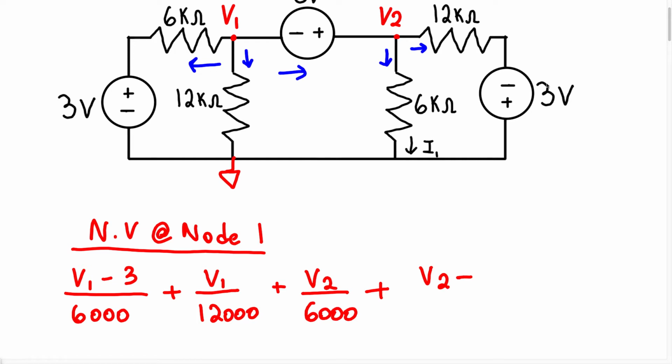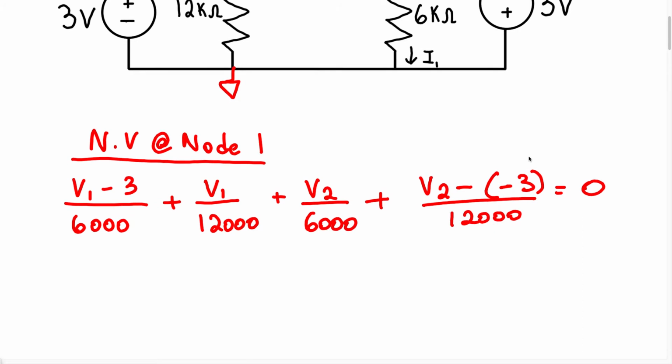the current flowing in this direction is going to be V2 minus, but pay close attention to the polarity of this voltage source. You see that? We're going to enter the negative terminal if we walk this way, so this is going to be a negative voltage. So we're going to say V2 minus 3 divided by 12,000, and all of that equals 0. So we can start to simplify this.